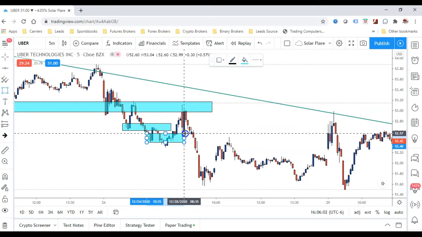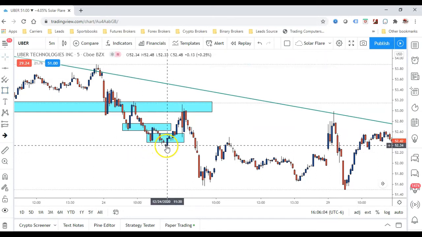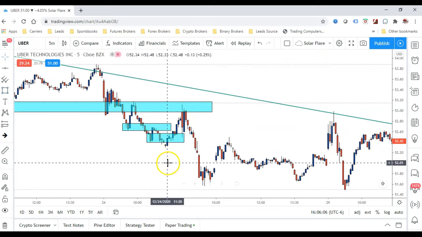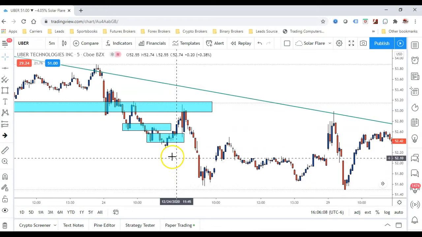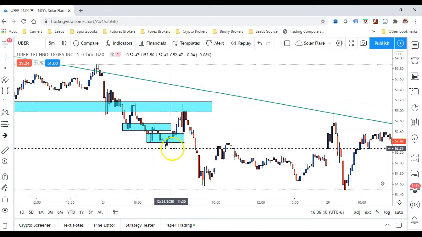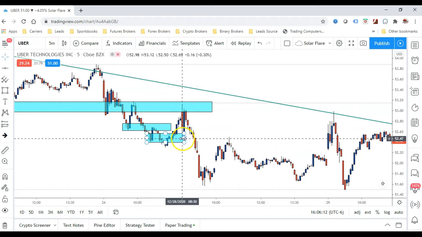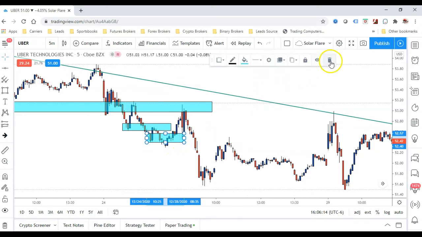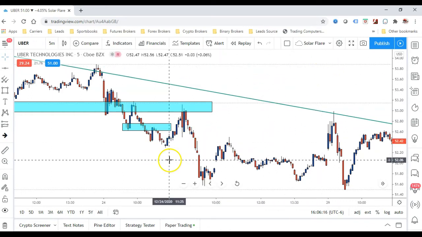You can see here, it's not enough white. It didn't come down far enough to come back up. I like to see a lot more white between the low and coming back up. So that one right there, we wouldn't have cared about.